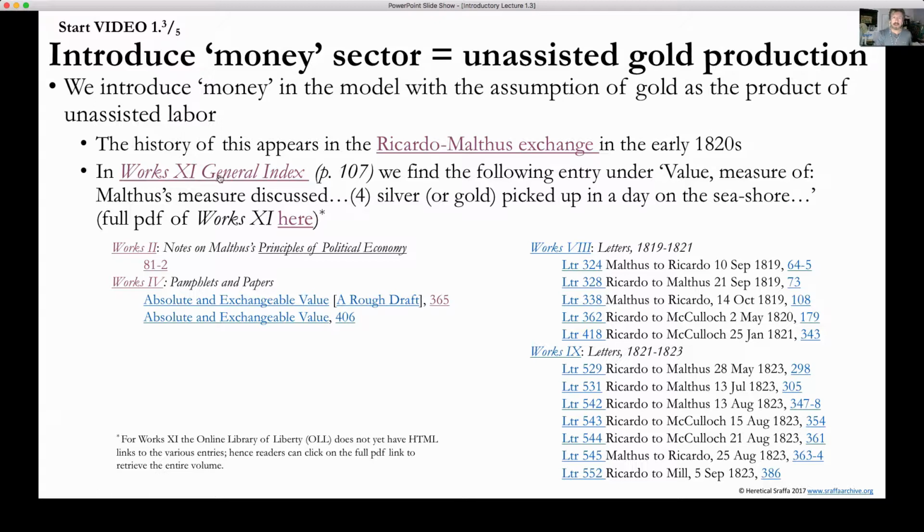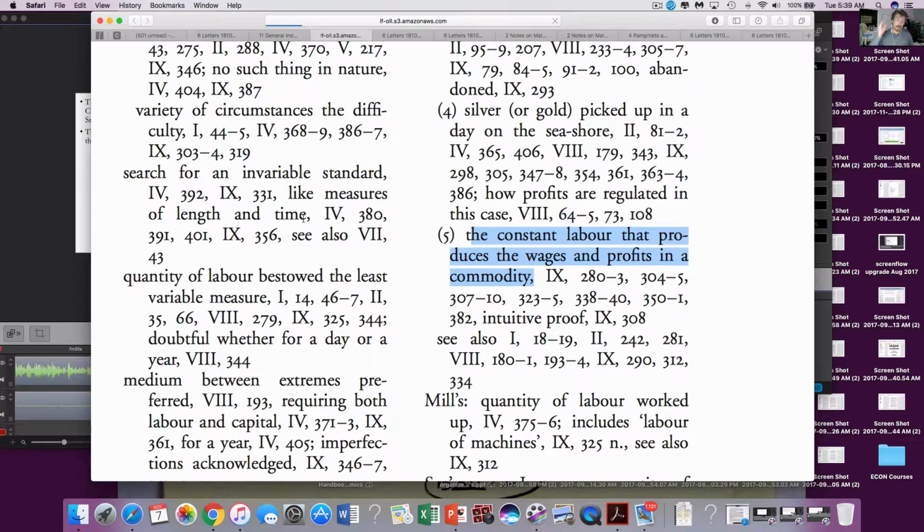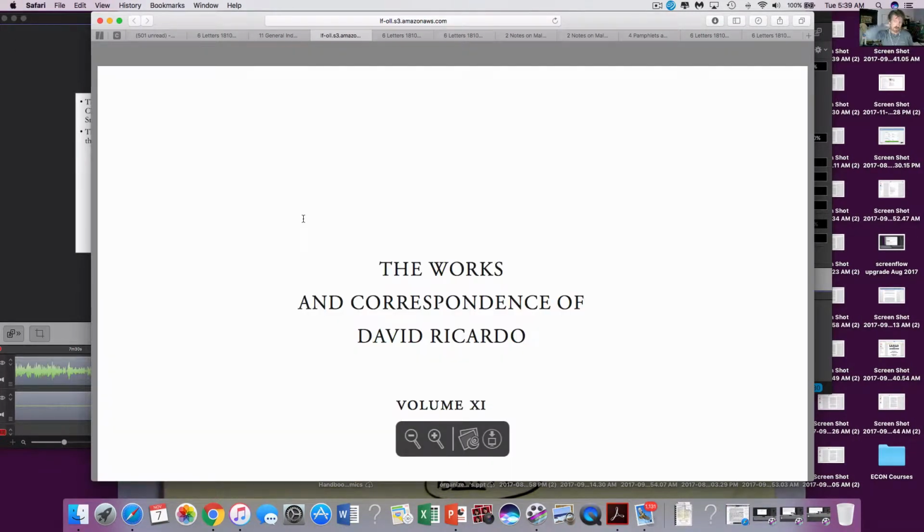Works 11 is going to be the general index. The hyperlink is there. It takes you to the hyperlink page, but the Online Library of Liberty does not have Volume 11. Volume 11 was published in 1974, 1975. It was the last thing that Sraffa worked on. The Online Library of Liberty does not have that hyperlink, so you really need to go to the PDF, but they have everything there. A wonderful resource.